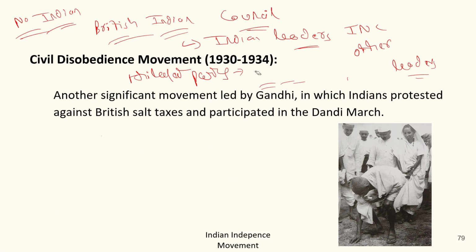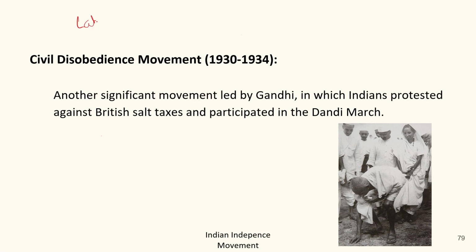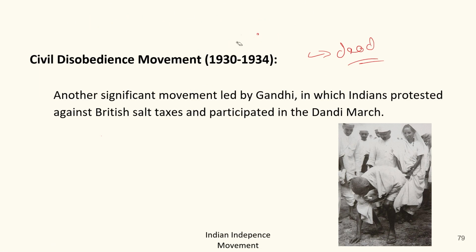And one important thing also happened during this time, which was the death of Lala Lajpat Rai. In 1927, during the protest against the Simon Commission at Lahore, during a lathi charge by the police, Lala Lajpat Rai died, which blew up anger in India.